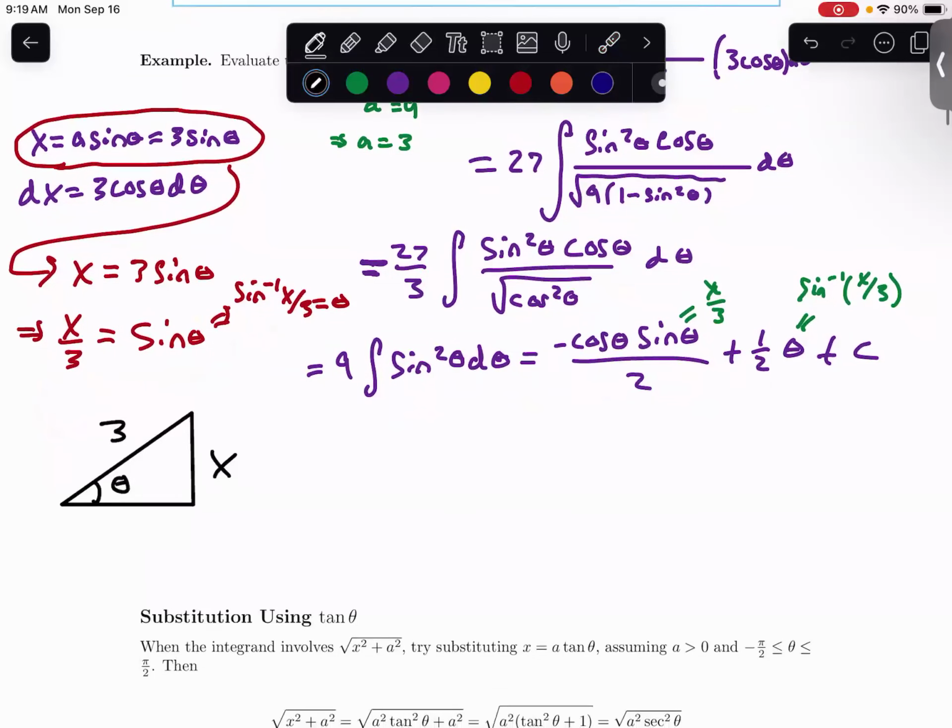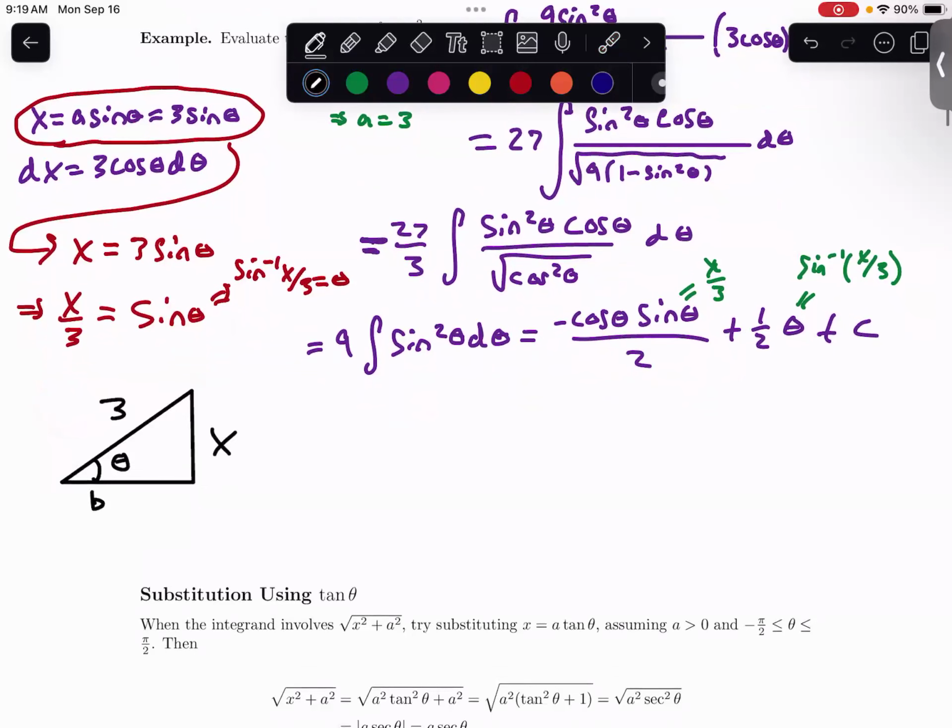And so by the Pythagorean identity, we should have at this side length b the following. We should have that x squared plus b squared is equal to 3 squared. And so if we solve for b, this is the same thing as saying b squared is equal to 9 minus x squared. So if you take the square root of both sides, you end up getting that b is equal to the square root of 9 minus x squared.